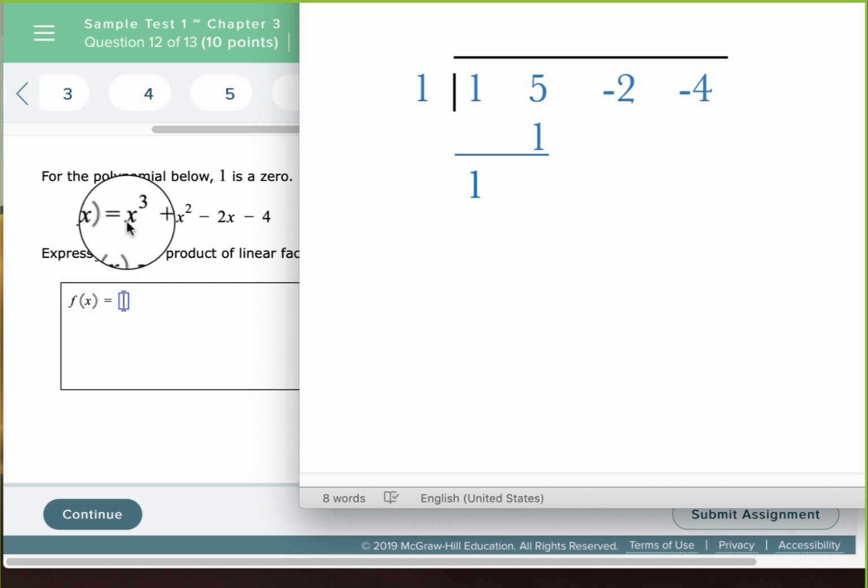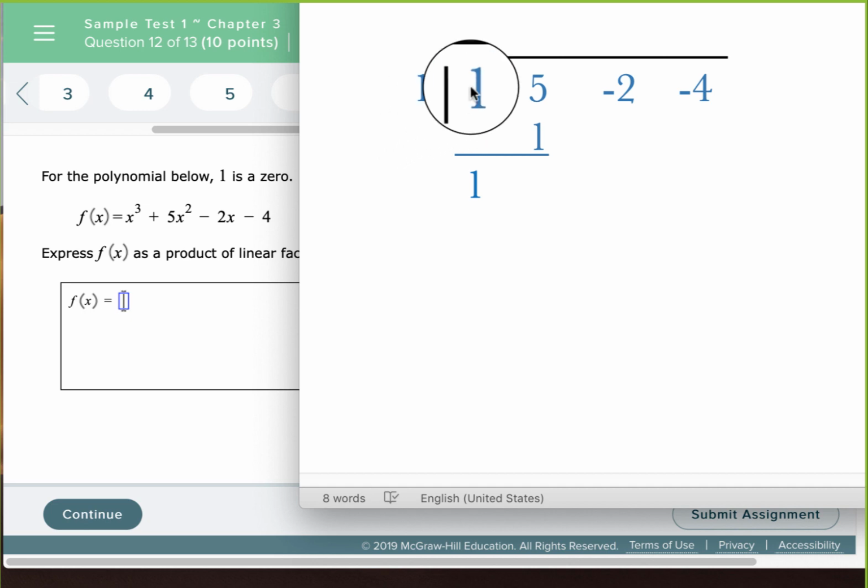Coefficient of x cubed is 1. The coefficient of 5x squared is 5. The coefficient of subtracted 2x, or plus a negative 2x, is negative 2. And the coefficient of subtracted 4, or plus a negative 4, is negative 4. And then we have x equal to 1 as our divisor. Pardon me, we have x equal to 1 is going to be used in the synthetic division. X minus 1 is the divisor.